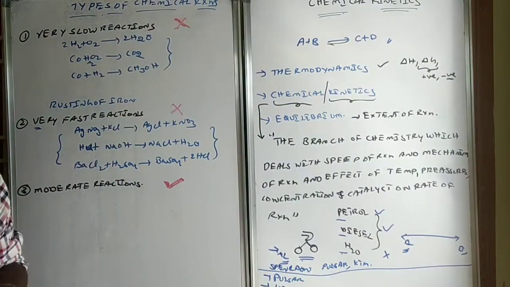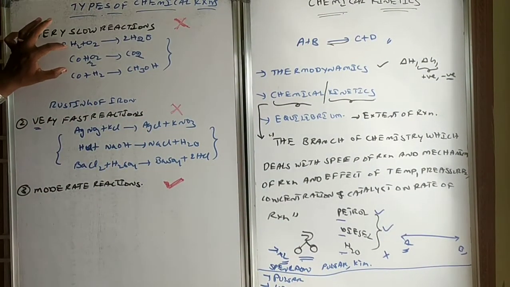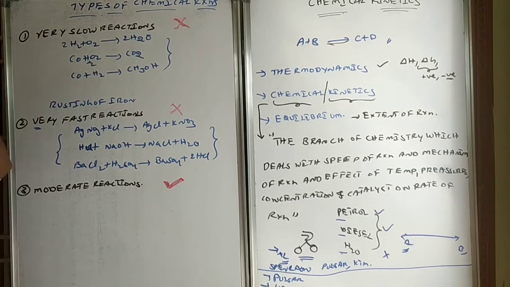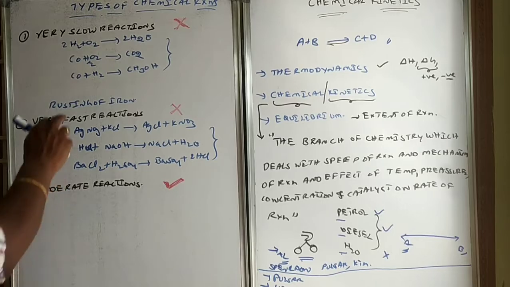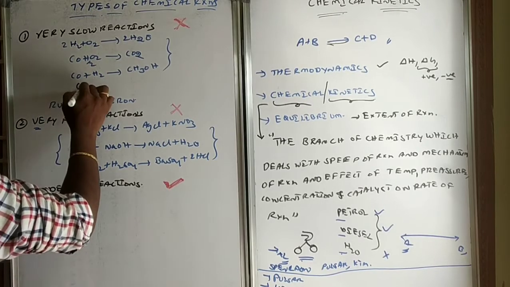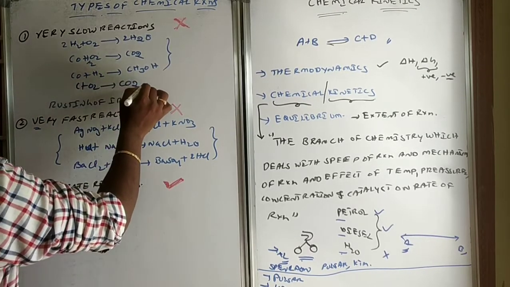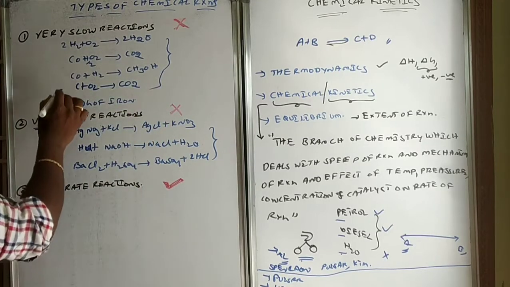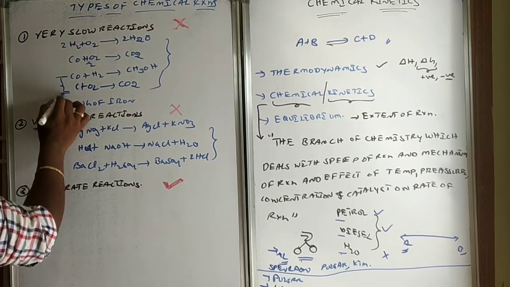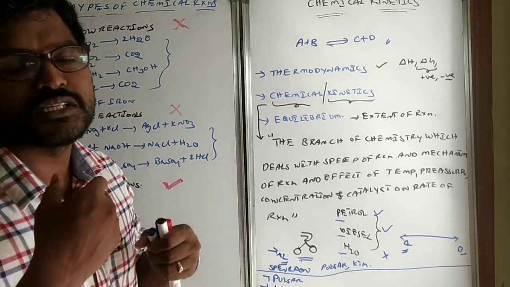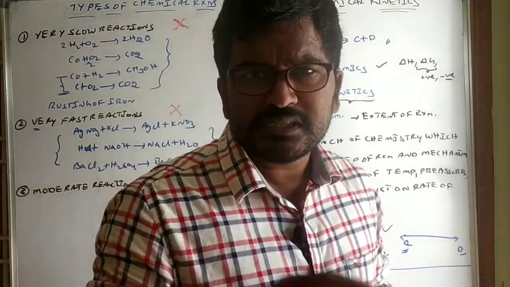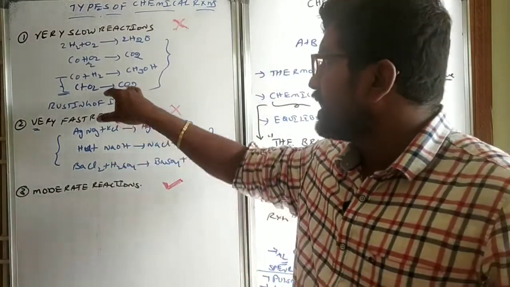And very slow reactions are water formation from hydrogen and oxygen, carbon dioxide formation from carbon monoxide and oxygen, and C plus O2 gives CO2, also a very slow reaction. In the CO and H2 case, we can convert very slow reactions into faster reactions by maintaining the temperature and a catalyst.